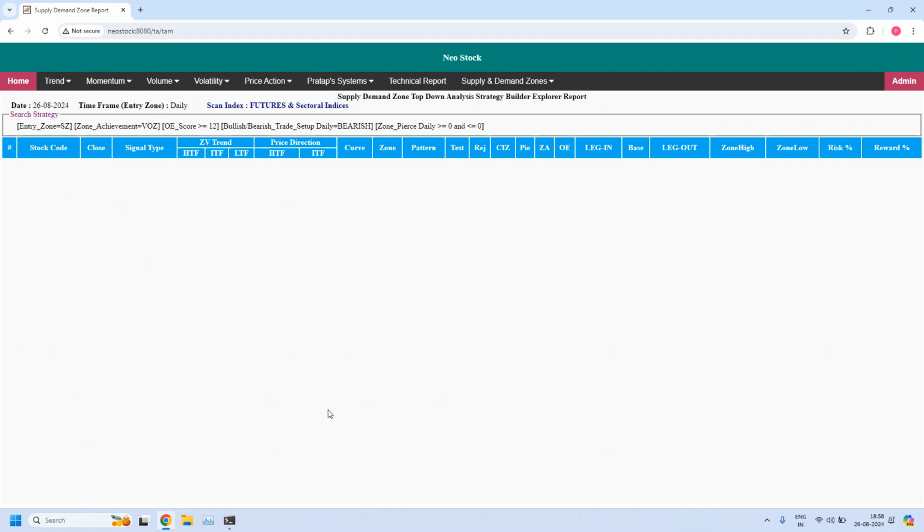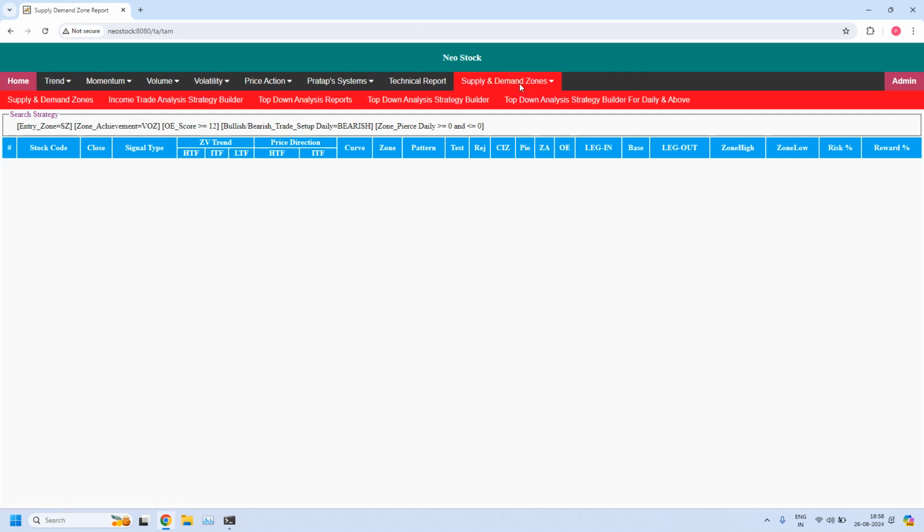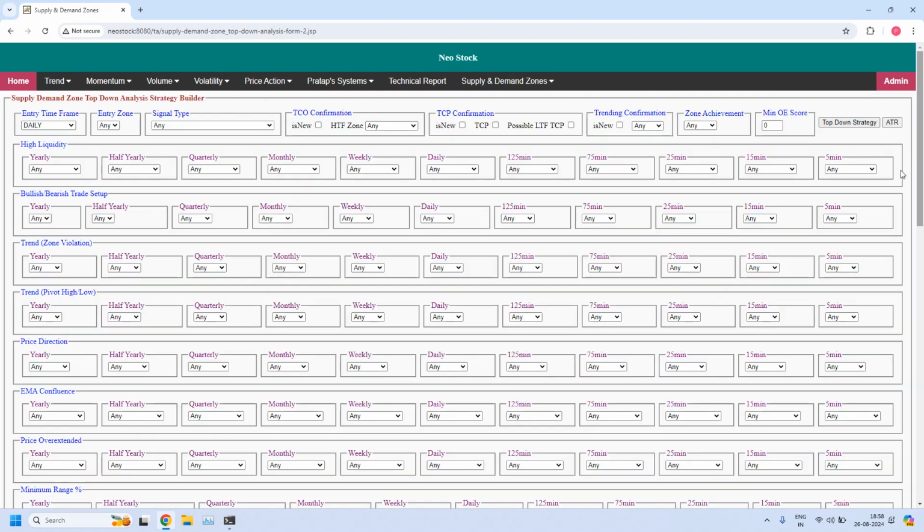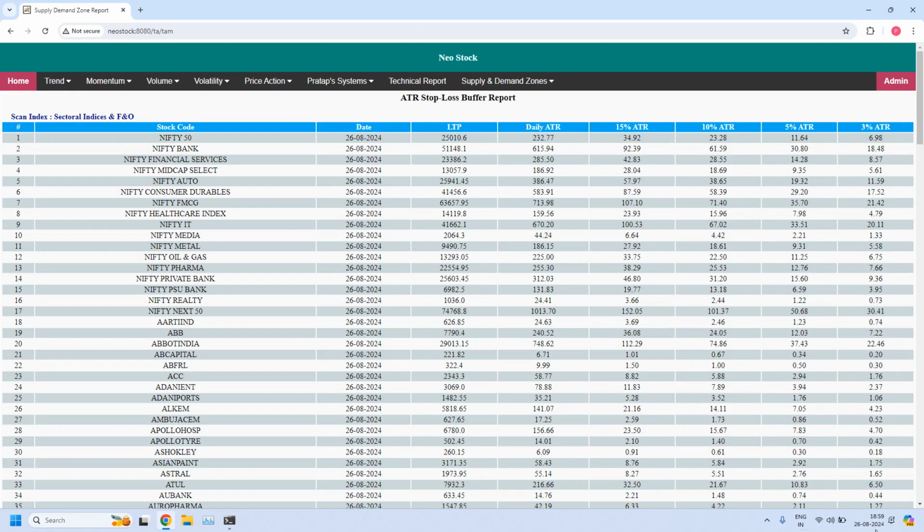And the remaining 3 trades, that is WIT and DIT and HIT, hourly income trade, are all having dependency on the intraday data. So once the data is available, we will focus on that. And in the final report, stop buffers are based on daily ATR. So this is the daily ATR value, and the remaining 15%, 10%, 5%, and 3% values.